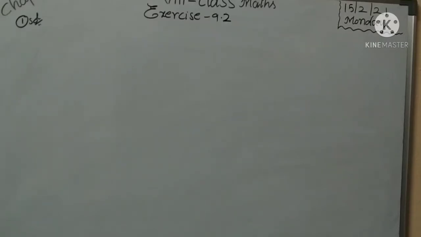Okay, now exercise 9.2, first problem. Look at the textbook, page number 228, first one. A rectangular acrylic sheet is 36 centimeters by 25 centimeters. So here the two dimensions are given, 36 centimeters by 25 centimeters.